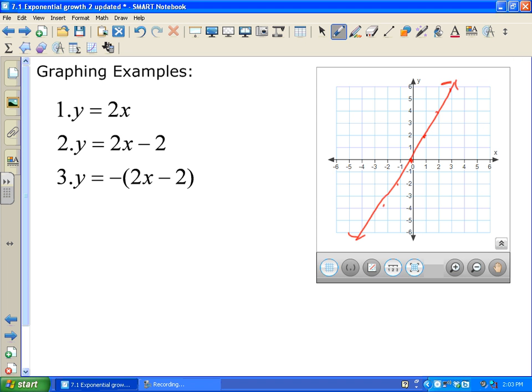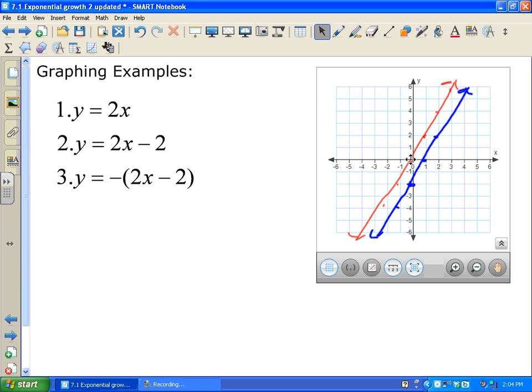Graph number 2, which says y equals 2x minus 2. Hopefully you'll agree. That's the exact same graph, same slope, shifted 2 units down on the y-axis. Again, a shift of -2 with the same slope. And again, we've talked about how those lines are parallel. Parallel lines have the same slope. And the similarity between 1 and 2 is that they're the exact same graph. It's just the second graph is shifted 2 units down.